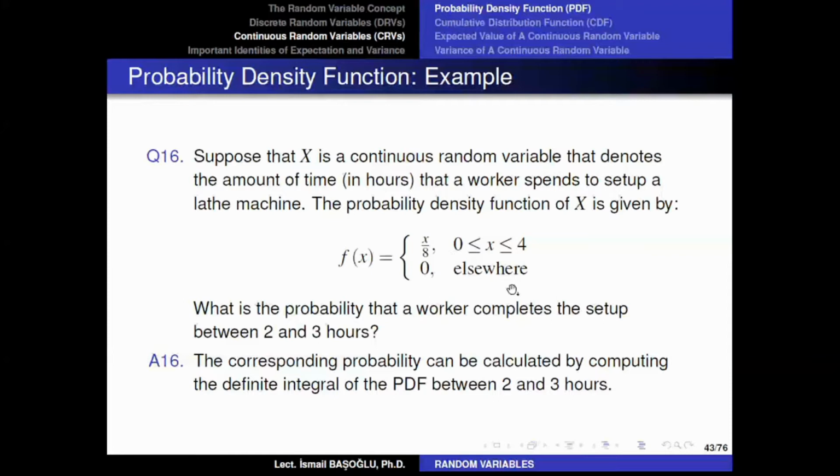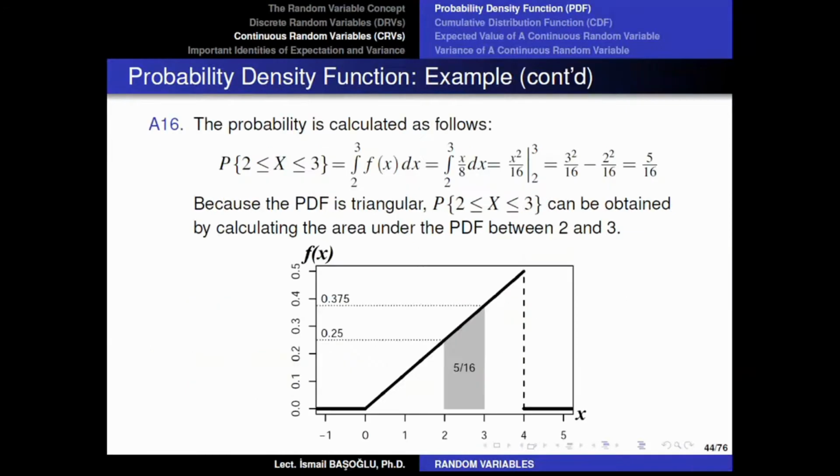For example, if the question was asking, what is the probability of the setup time to be between 3 and 6 hours? Then, when you are integrating, you need to integrate x over 8 between 3 and 4. And from 4 to 6, you are going to integrate 0. Because from 4 to 6, the function is defined as 0. And it is not going to create any value, obviously. When you integrate 0, you do not get anything.